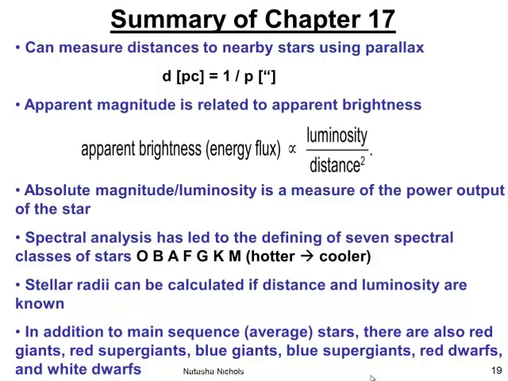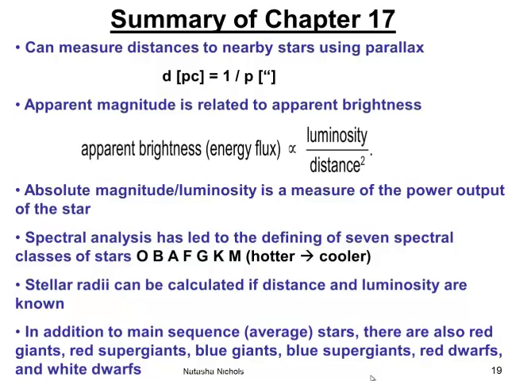Apparent magnitude, meaning how bright a star appears to be, is related to its luminosity and its distance by that formula. Absolute magnitude, or luminosity, real brightness of a star, is a measure of the power output of the star. Spectral analysis has led to the defining of 7 spectral classes of stars, starting from hotter to cooler. Oh boy, an F grade kills me.